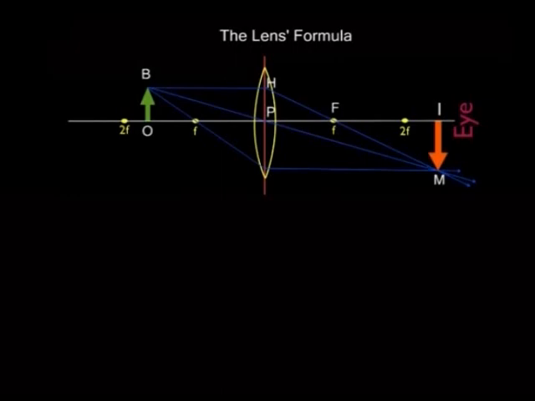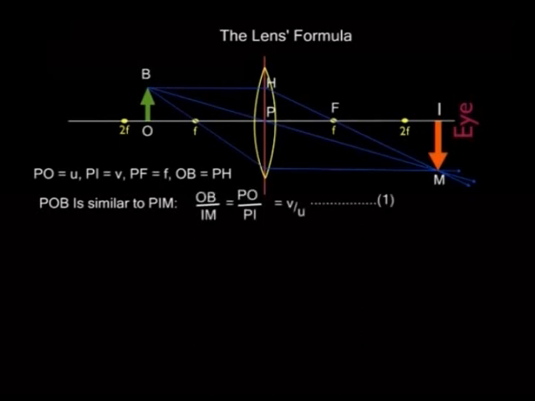Then we look at the lens formula. Consider an image formed by a converging lens as shown on your screen. Now in the figure, PO is the object distance U, PI is the image distance V, and PF is the focal length F. Distance OB is equal to PH. Triangles POB and PIM are similar. Therefore, OB over IM is equal to PO over PI, which is equal to U over V.